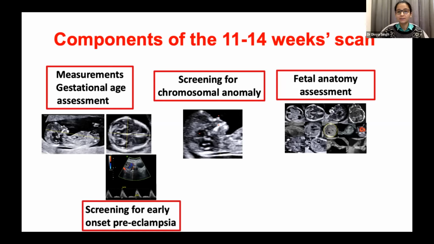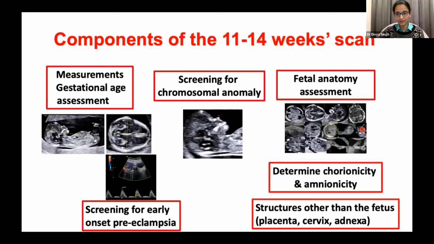Not to mention the concept of screening for early onset preeclampsia. The 11 to 14 week scan is a good time to measure the uterine artery Doppler and the uterine artery pulsatility index, which, along with maternal characteristics, maternal mean arterial pressure, and certain biomarkers, is then used to calculate the risk for early onset preeclampsia. And we all know we have the weapon of low dose aspirin in our armamentarium to prevent this if aspirin is started before 16 weeks. So this is a good time to screen for that as well.